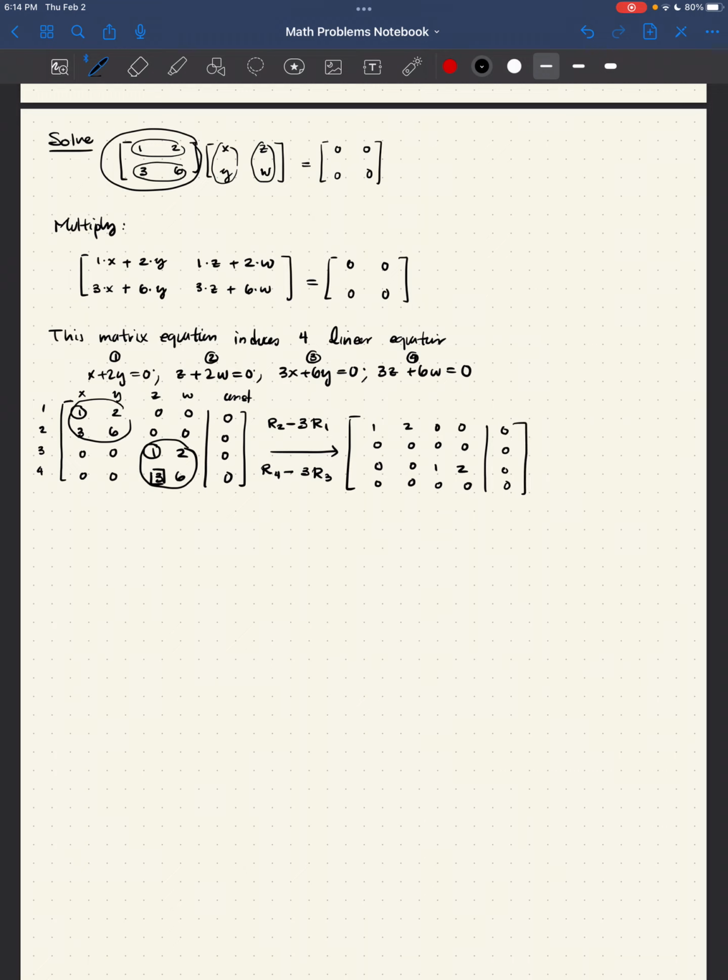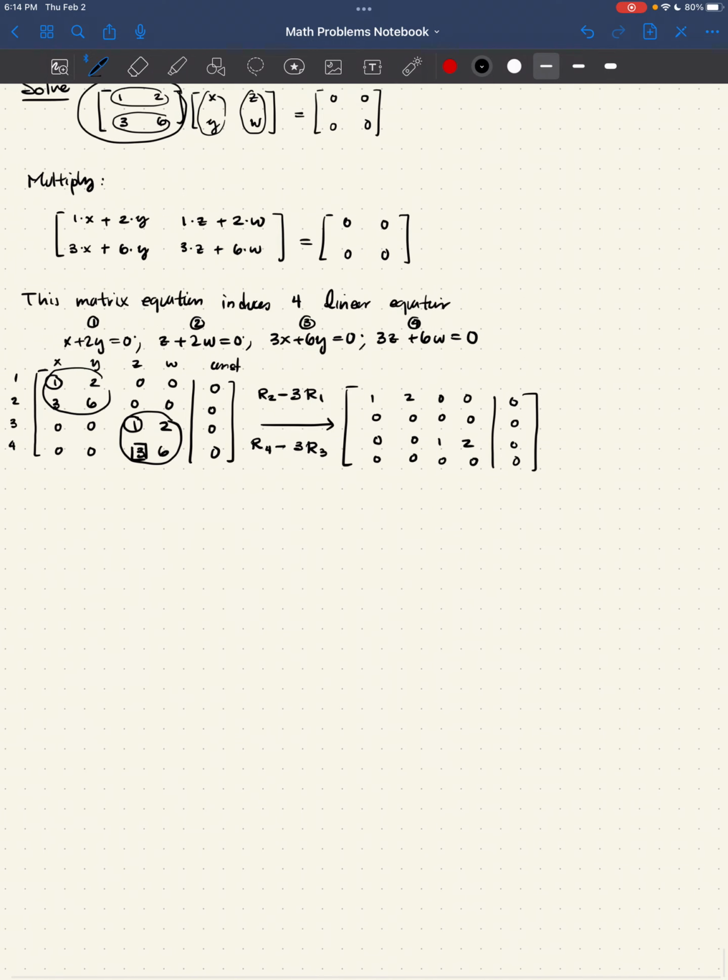Is this in row reduced echelon form? Well, of course not, as we have this row of zeros not at the right position. But that's not so relevant, because from here, look, what we obtain is the following system of equations. The one that says that x plus 2y is equal to 0, from the first row, and another equation that states that z plus 2w is equal to 0.